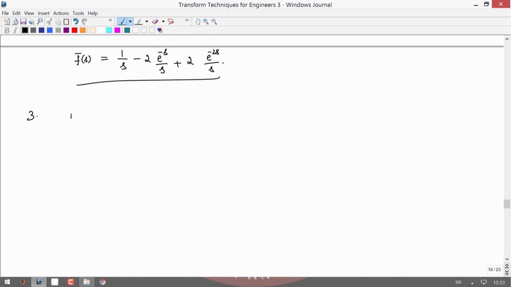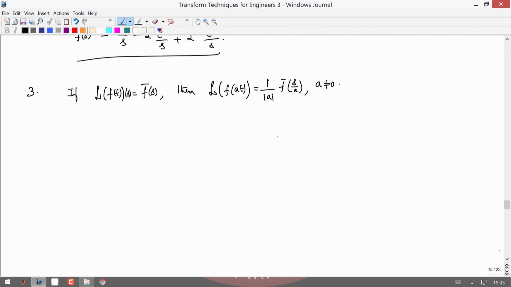This is simple. If the Laplace transform of f of t is f bar of s, then the Laplace transform of f of a t, the scaled function, is 1 by modulus of a times f bar of s by a, provided a is non-zero, because you are dividing by a. How do we prove this?